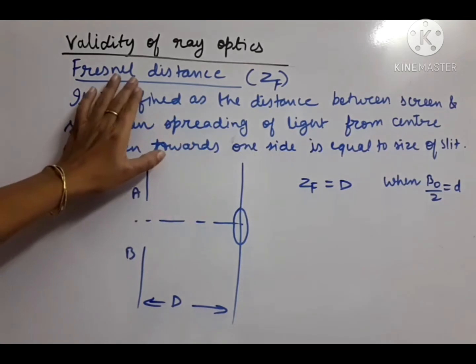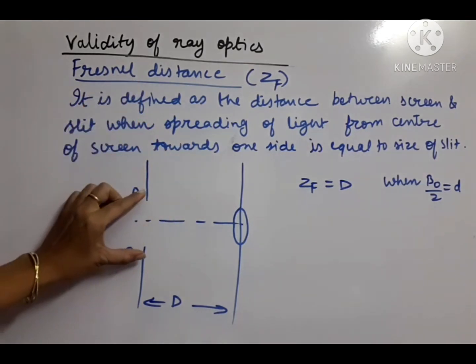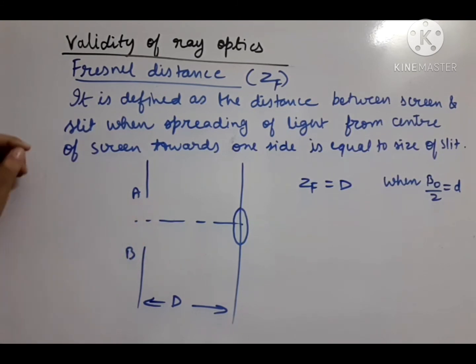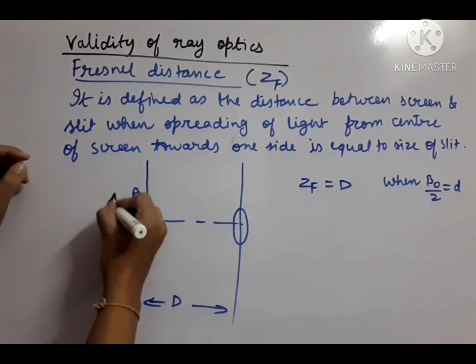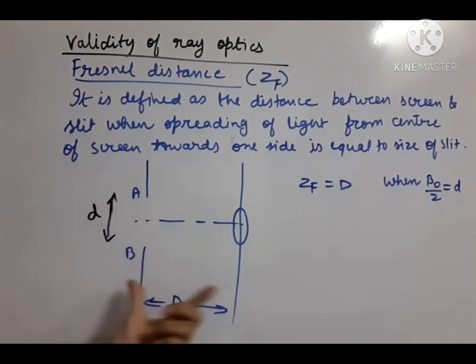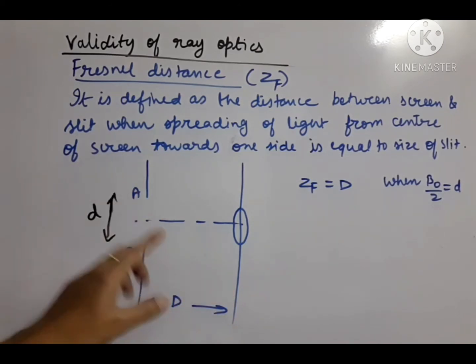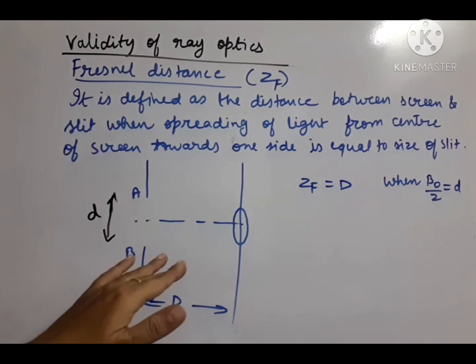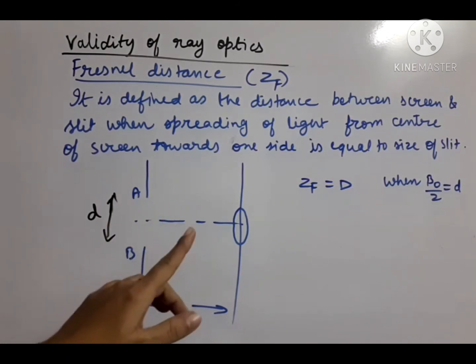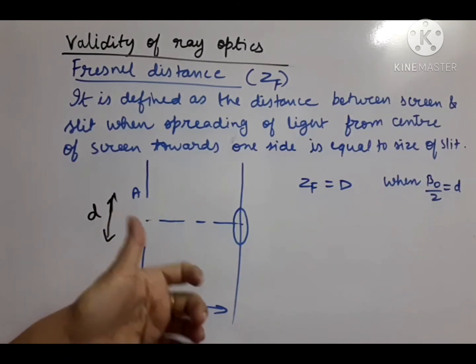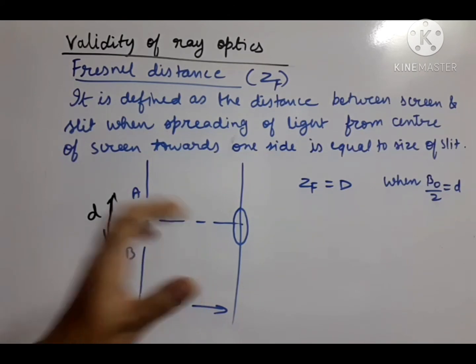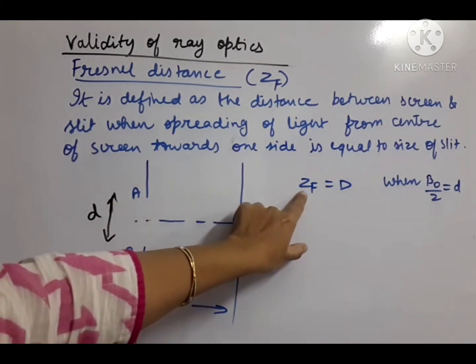Now what is the Fresnel distance? Let us see the diagram of the diffraction. This is the single slit, and its slit width is small d. The distance between the slit and the screen is capital D. Now what is Fresnel distance? Fresnel distance is that criterion which divides ray optics from wave optics.